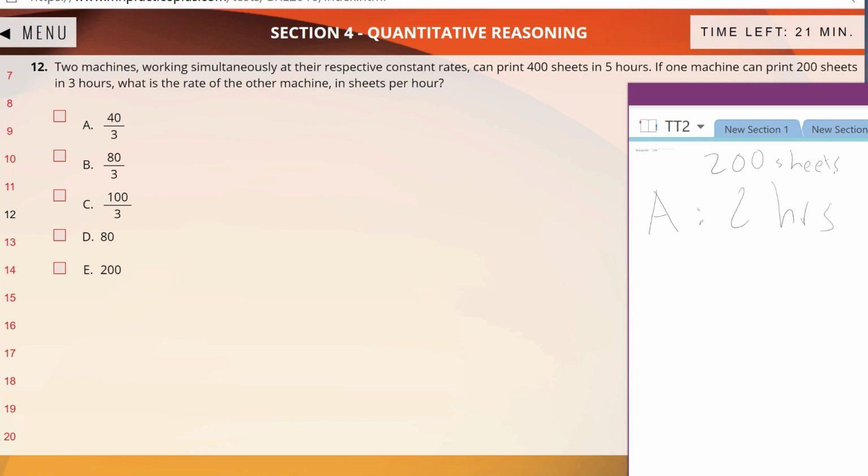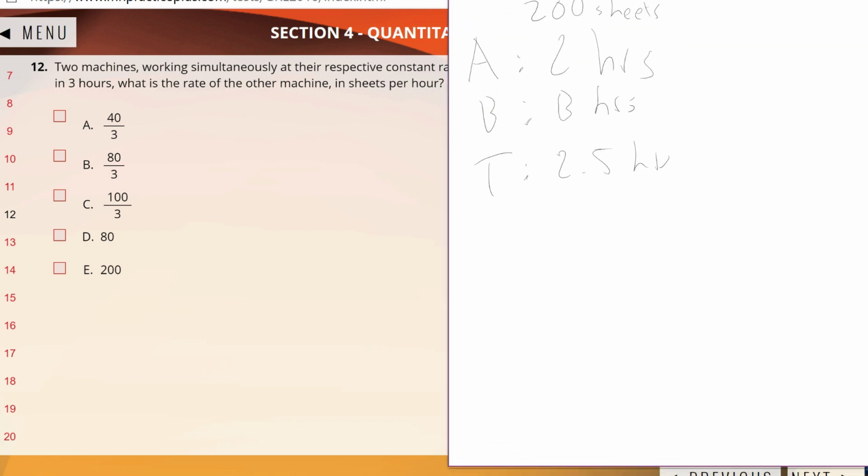And then together, they do 2 jobs in 5 hours, because 400 sheets is 2 jobs. So let's divide that by 2. They would be able to do one job, which is 200 sheets, in 2.5 hours. So together, they take 2.5 hours. What about machine B? We don't know B's time, so let's just say B takes B hours. That's the machine that we don't know.